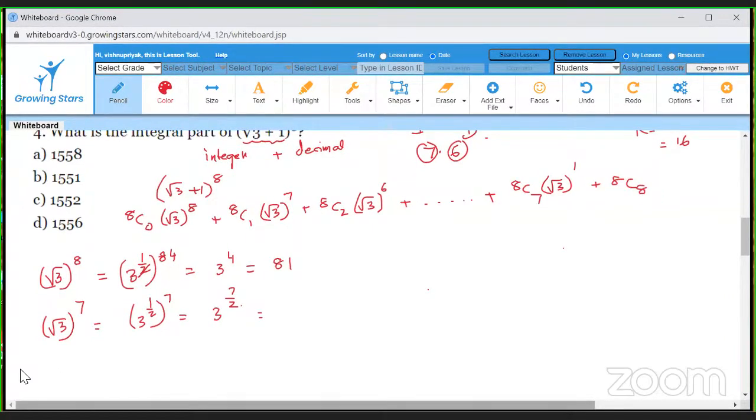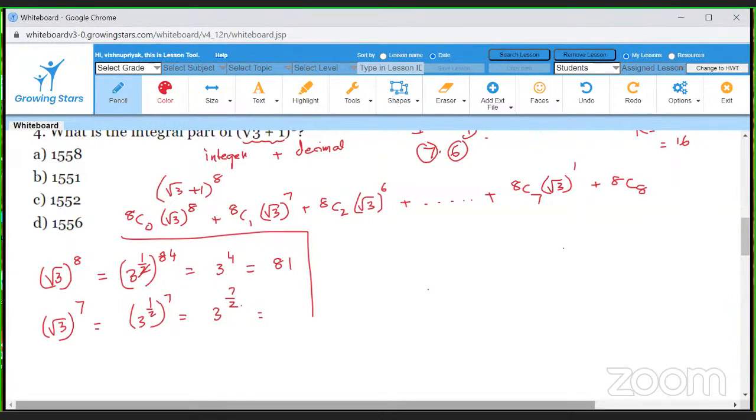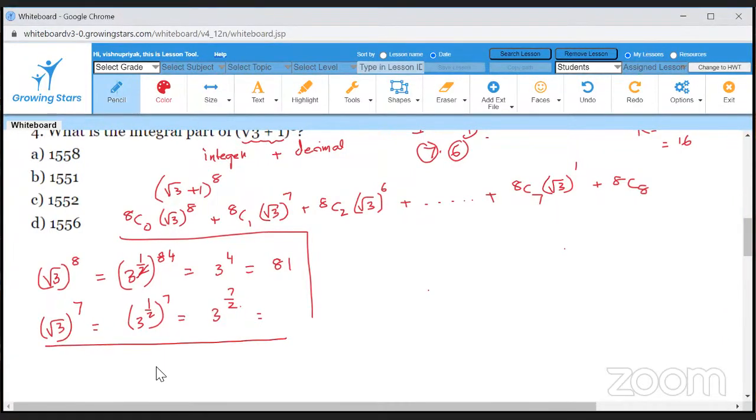In calculator, if you put this, manually we can't find it. But in calculator, if you put it, 3 power 7 by 2, that means 3.5, you will get 46.765, something like that. So here this will not be an integer. Remember that. So remembering that into account, what we will do is we will take the integral part of it. That means even powers we will take.